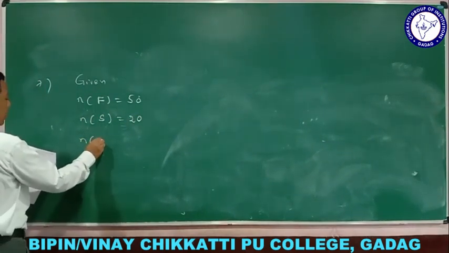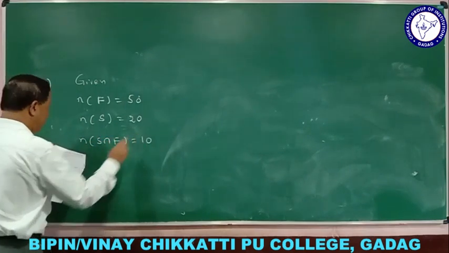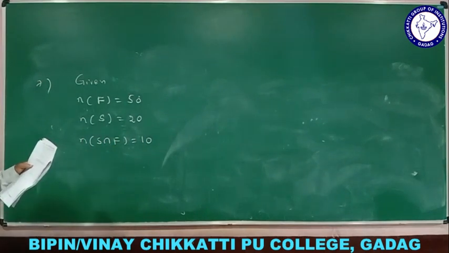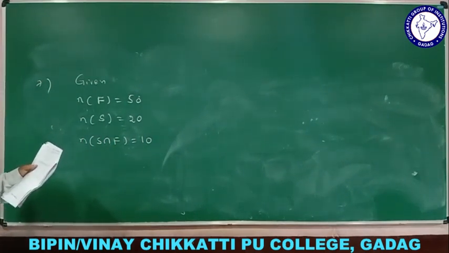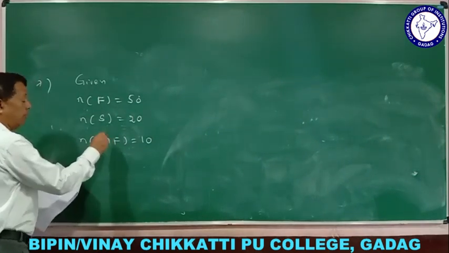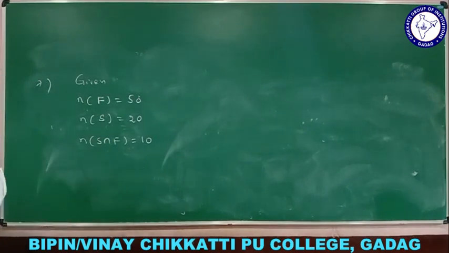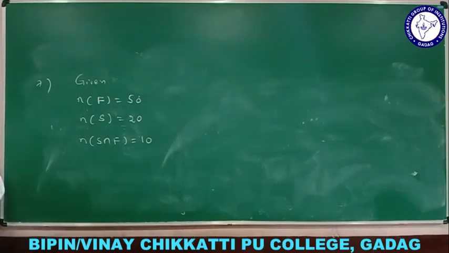And here you have to see Spanish and French. Look at this, how much is this? 10. And here one point is to be understood. Look once again: 10 speak both Spanish and French. Whenever 'and' is there, you have to go for intersection. Try to understand: in the statement, 'and' represents intersection, 'or' represents union. You have to always understand this. When 'or' comes, you say union. When 'and' comes, you say intersection. Here, Spanish and French means it is intersection.